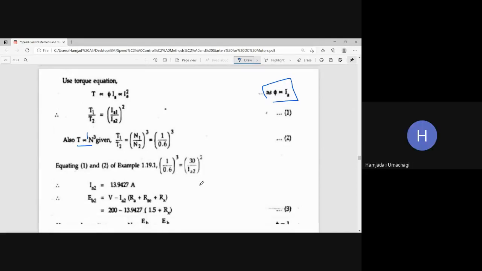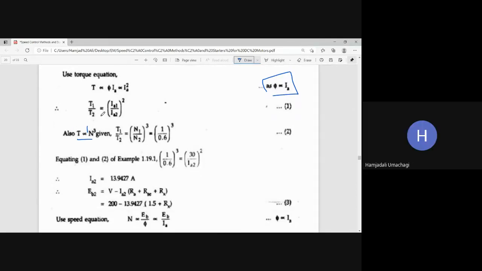Yes, sir. Because in both equation 1 and 2, the LHS is T1 by T2 only. So in that case, we can equate both the equations. The equation turns out to be 1 upon 0.6 whole cube equal to Ia1 by Ia2 whole square. Since Ia1 is the armature current corresponding to the initial speed N1, it is already given to us in the problem statement as 30 amperes. So 30 by Ia2 whole square.